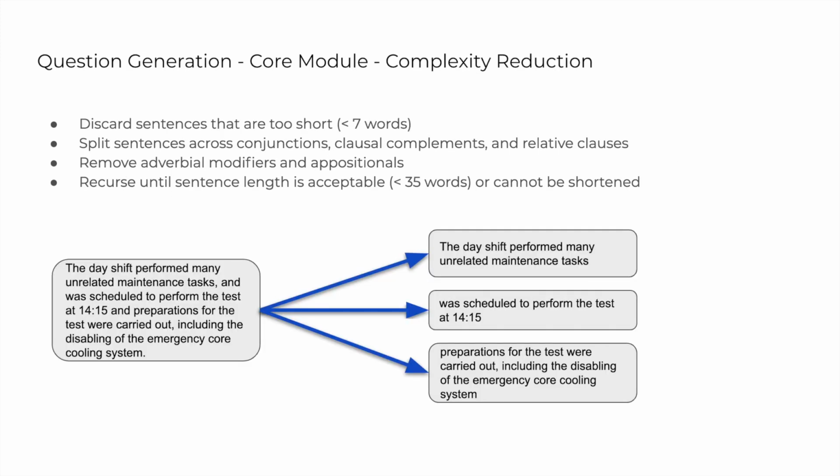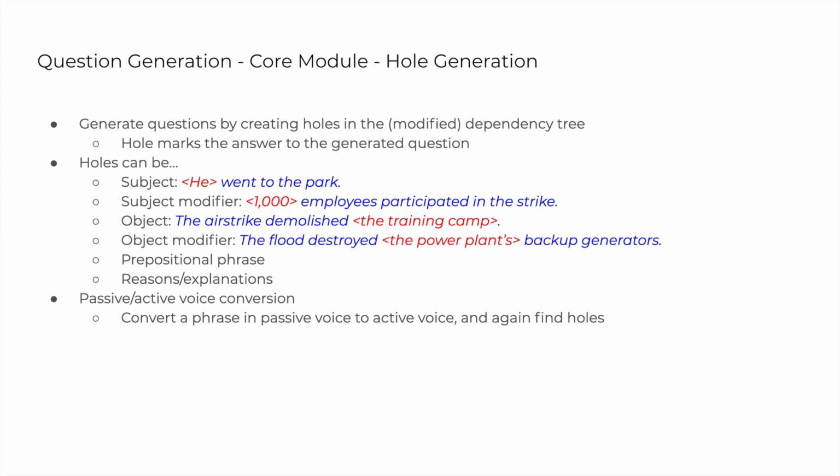We use the partition feature of the tree to split sentences that are too long along conjunctions and clauses while still maintaining those implicit references. We then select a specific node of the tree to be the answer of our question and delete both it and its children, creating a hole. We select holes to be subjects, objects, prepositions, and their modifiers, but also causes and explanations. We repeat this process on the active form of a passive sentence if available.